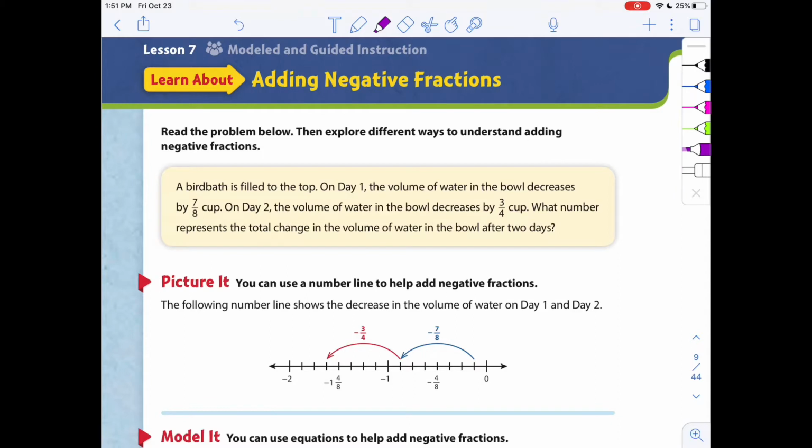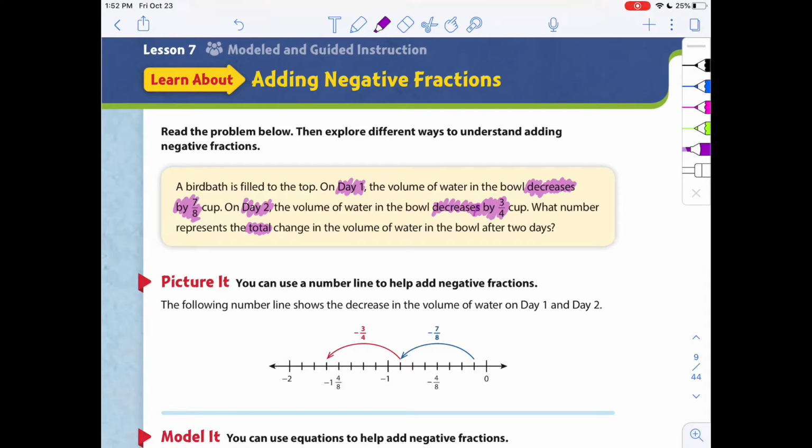So there's a few words in here I want to point out to you. On day 1, it decreases. Decreases means we're subtracting. So it's decreasing by 7/8. Then on day 2, it's also decreasing. So again, subtracting, but on day 2, it's by 3/4. Then it asks what number represents the total change. Well, remember the word total we look at when we're adding. So let's look at a few ways we can answer this question.